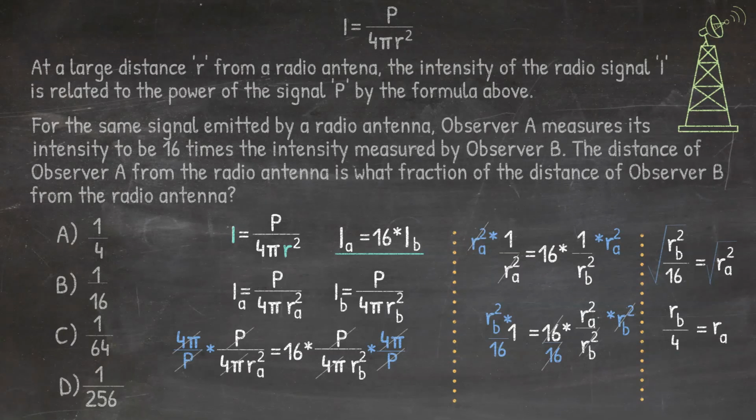Let's read the question one more time. The distance of observer A from the radio antenna is what fraction of the distance of observer B from the radio antenna? If we look at answer choice A, we see 1/4 as an option, and we should be able to recognize that r B divided by 4 equals r A is the same as 1 divided by 4 times r B equals r A. And this form makes it very obvious that our answer choice is A, 1/4.